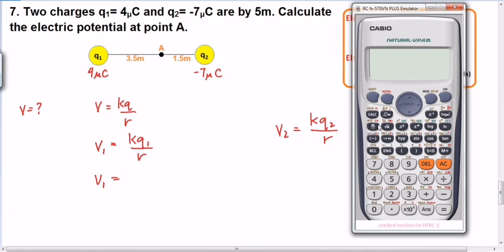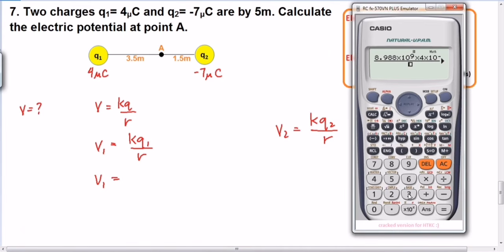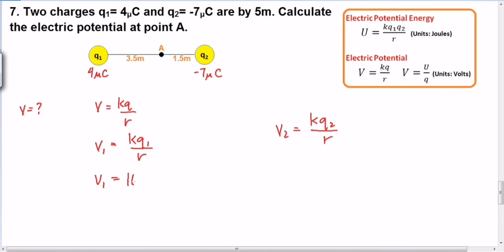So, ang K natin is 8.988 times 10 raised to 9. And then, ang Q sub 1 ko is ito. So, times 4 times yung microcoulomb, which means times 10 raised to negative 6. Okay, over. So, yung R natin, yung distance nito from the reference point, which is point A, hanggang kay Q sub 1 is 3.5 meters. So, ang isasalpak ko rito sa R na to, since we are using Q sub 1, is 3.5 meters. So, 3.5. Ayan. Tapos, ilagay yung sagot, 10,272 volts.